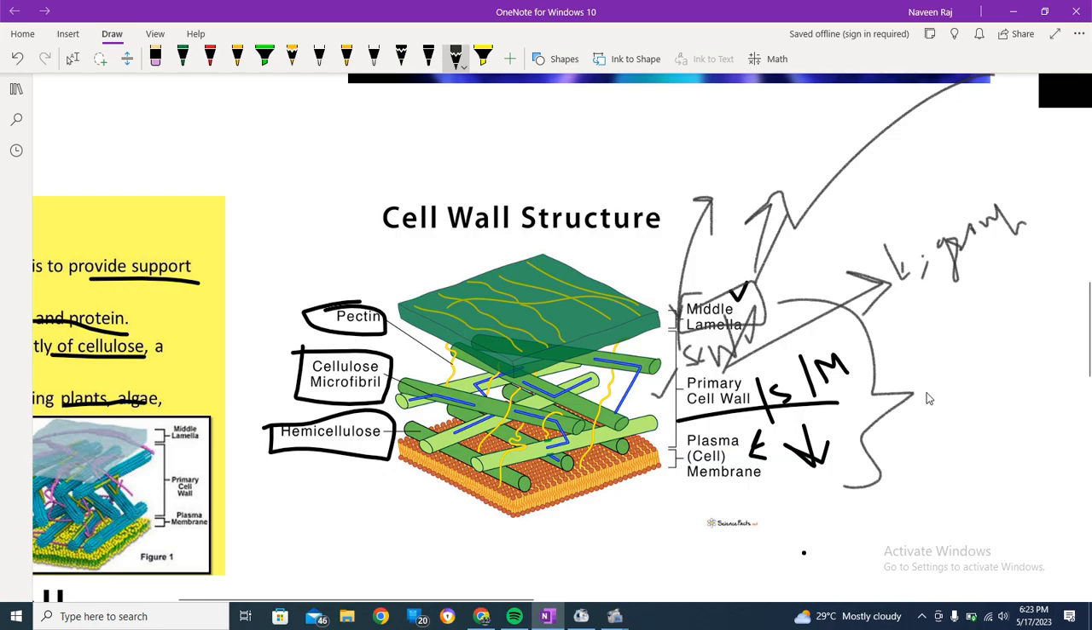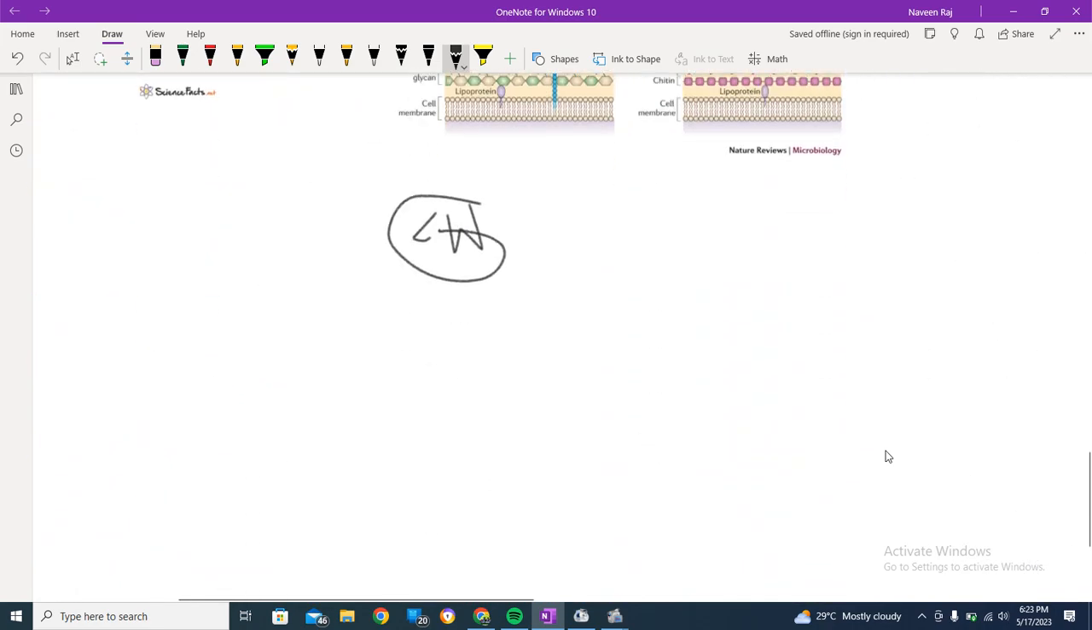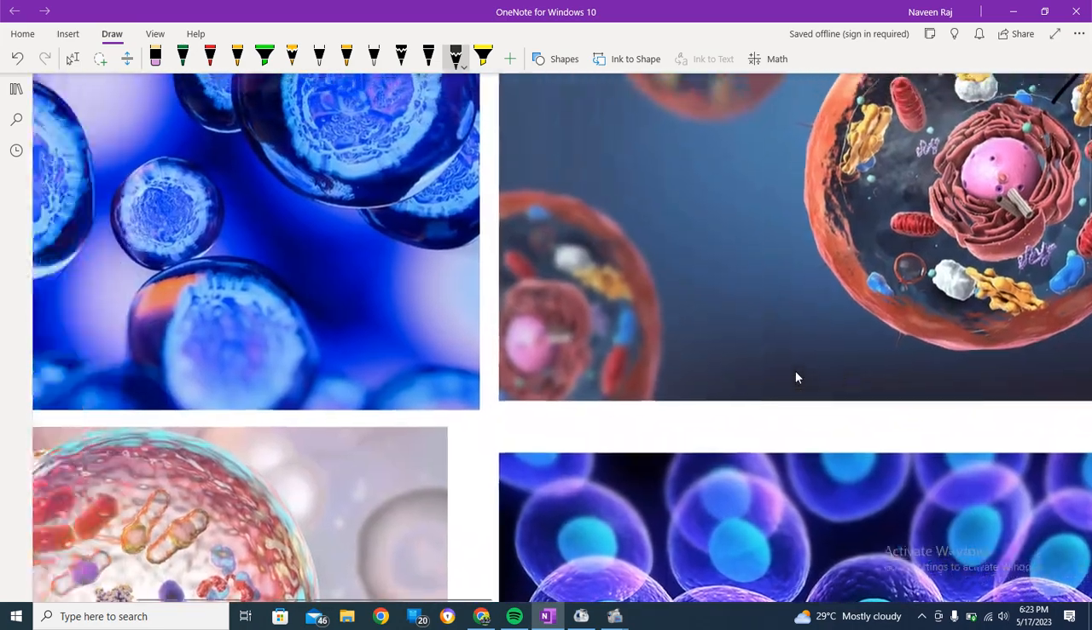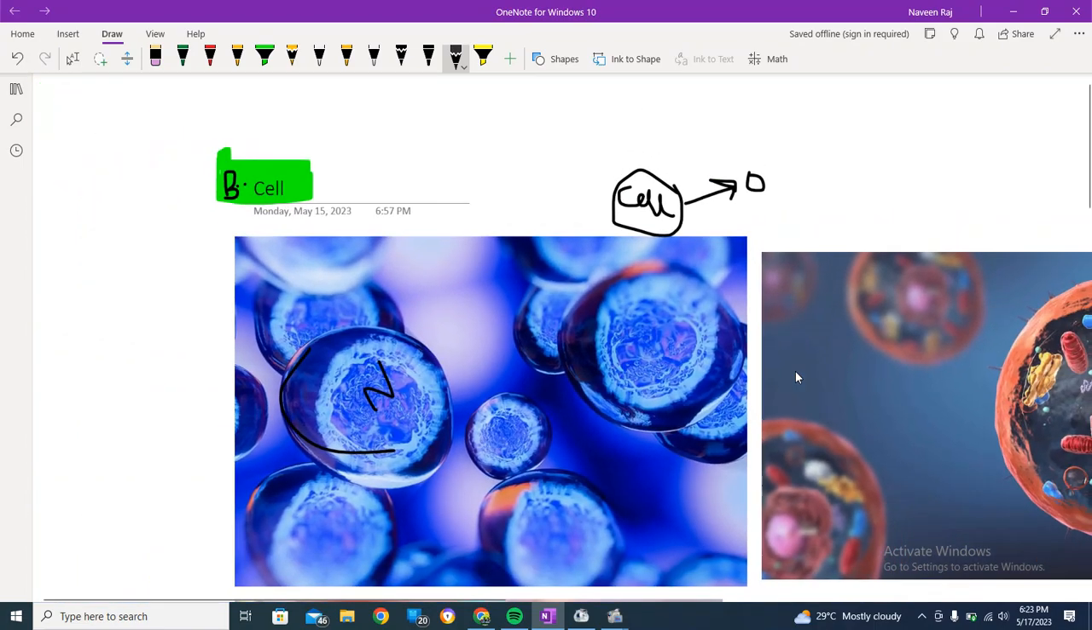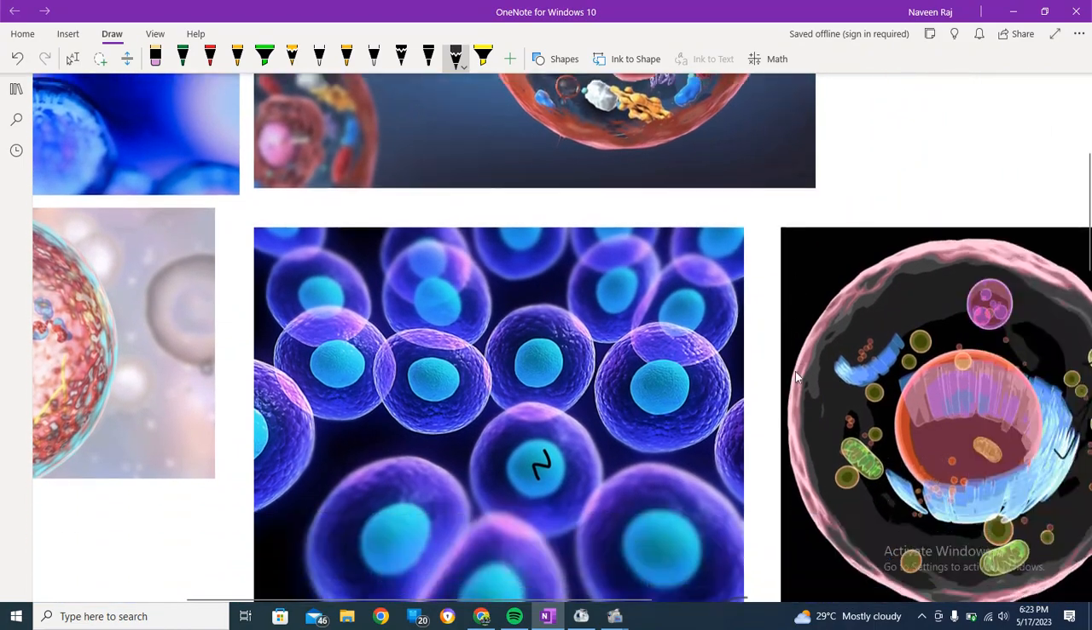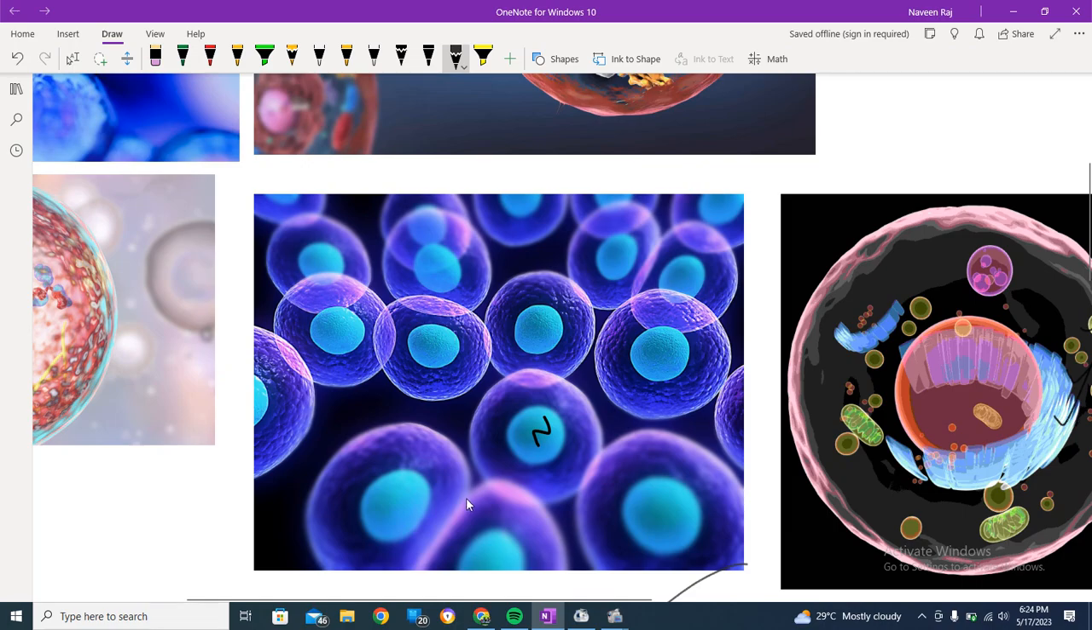Now, suppose over here you can see, let's take these pictures, these cells are taken as a marker, and you can see that these cells are all attached. This attachment is due to the cell plates, and these cell plates are formed by the middle lamella.